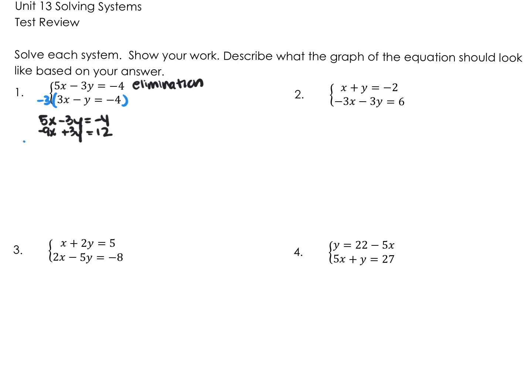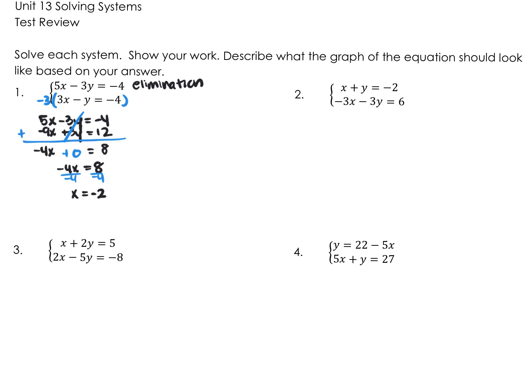And so now, when I add these together, my y's will eliminate, or if you want to put a plus 0 here, you can. And 5 plus -9x will be -4x, and -4 plus 12 is 8. -4x plus 0 is just -4x, so really the y's just went away, so you can leave that blank if you want. Divide by -4, and we get x is equal to 2, -2.